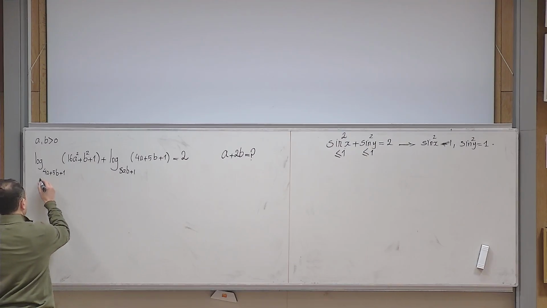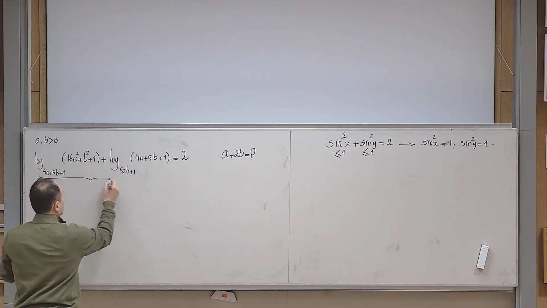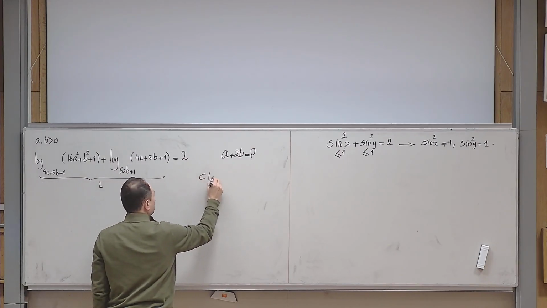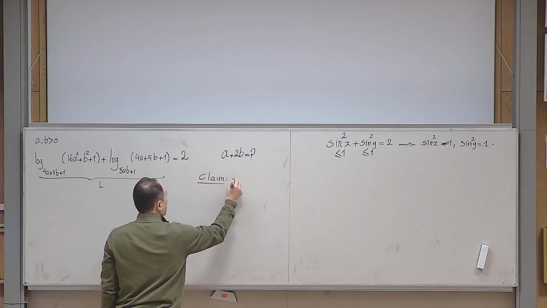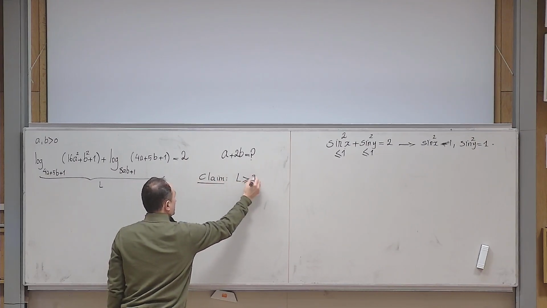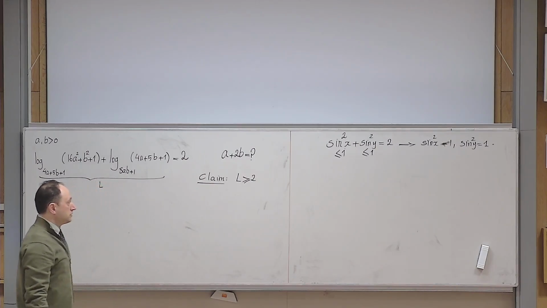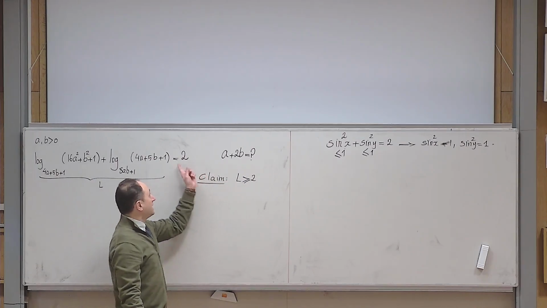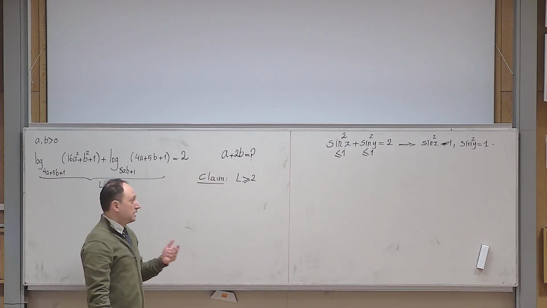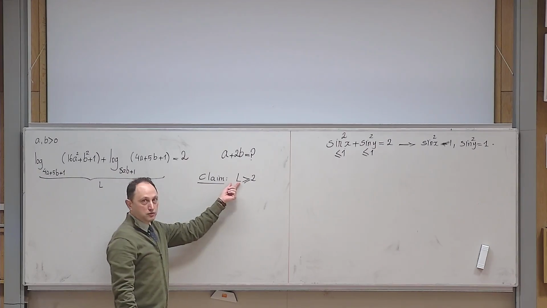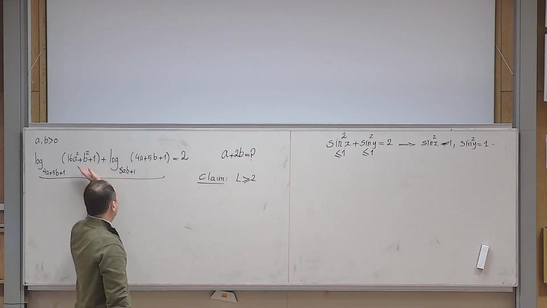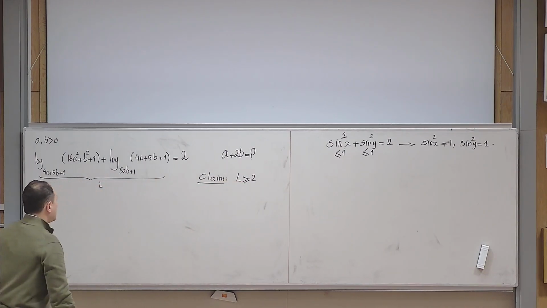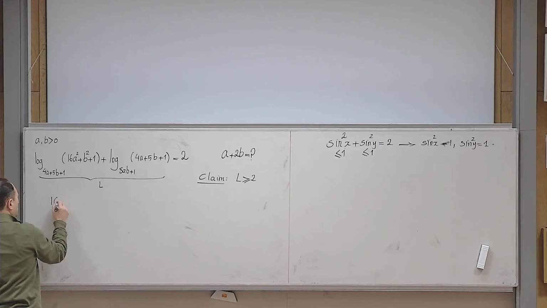Okay, so my claim, let me call this one L, the left hand side L. My claim is L is always greater than or equal to 2, and I want to find the necessary and sufficient condition for L to be exactly equal to 2. So let me first convince you that in general, if a and b are positive numbers, L is definitely greater than or equal to 2. So how should I do that? This part shouldn't be very hard.